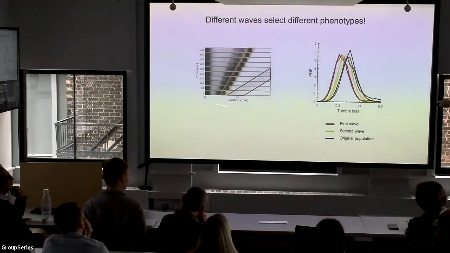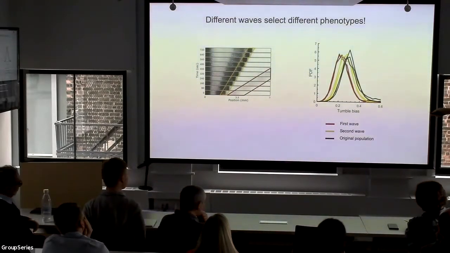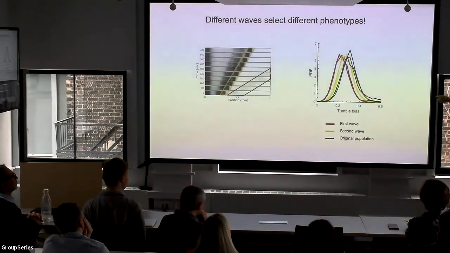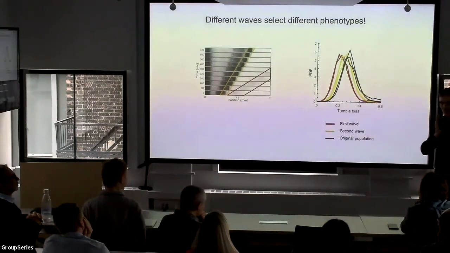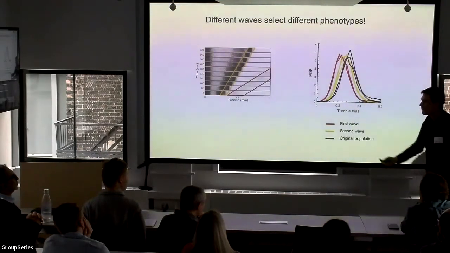The black line is the distribution that's introduced in the device. The red one is the one that traveled with the first group, and these are PDFs, so they're normalized. Okay? So you see that the collective behavior basically selected against the high tumble bias cells, which we know are the ones that are slow in the gradient. In this case, they're all in the same gradient because they're making the gradient as they're traveling.